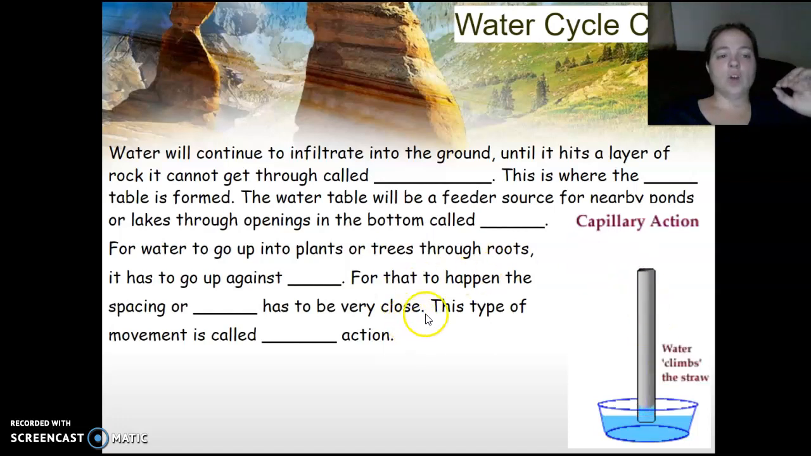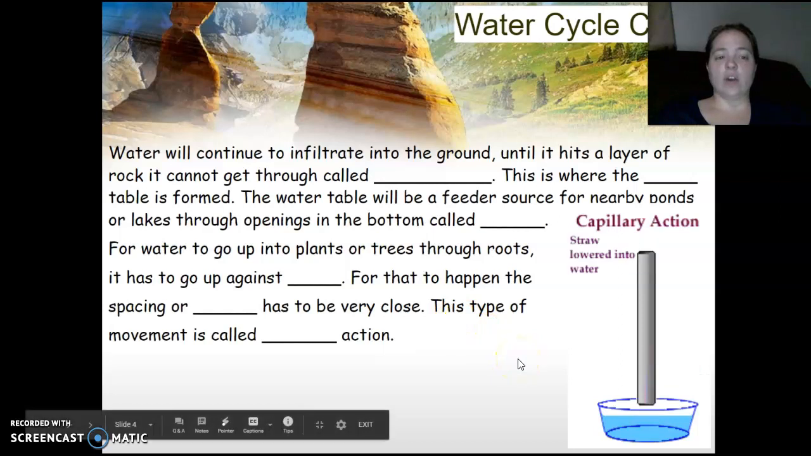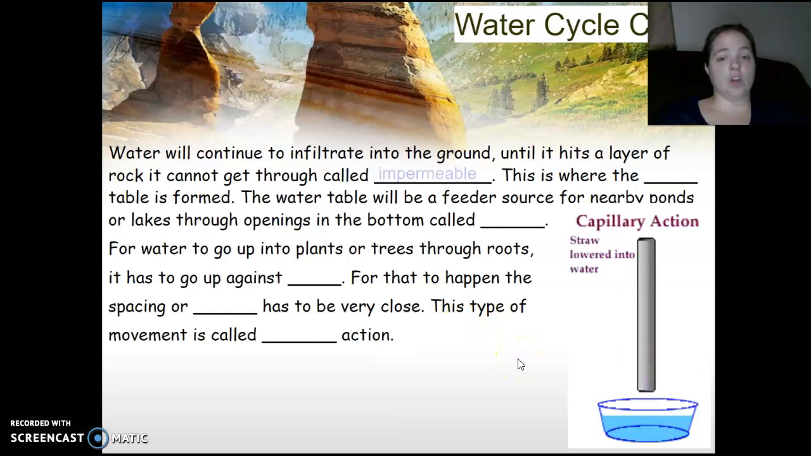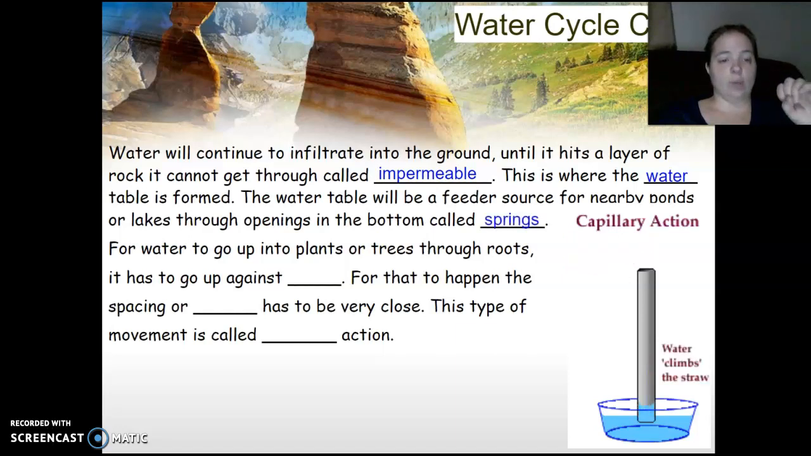All right. So water will continue to infiltrate into the ground until it hits a layer of rock it can't get through. Remember, this is called the impermeable rock layer, the water table. This is where the water table is formed. The water table will be a feeder source for nearby ponds or lakes through openings in the bottom called springs. Those are those cracks that I was talking about.